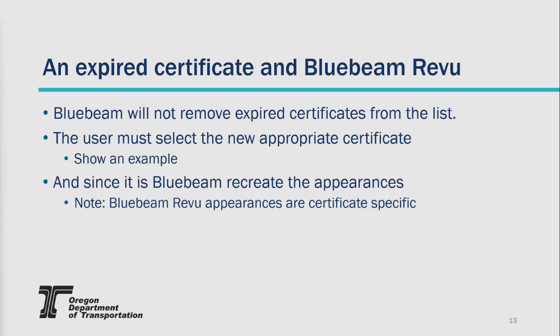Here's another one where I put in an example. Just so you know, with Revu, we've noticed that Revu will continue to show you your expired certificates. It just won't let you sign with them. So if you're in Bluebeam placing a digital signature, and Revu is not letting you place that signature, read the messages, but most likely what it's telling you is that the certificate is expired, and to go look in your list of certificates and use the new one.